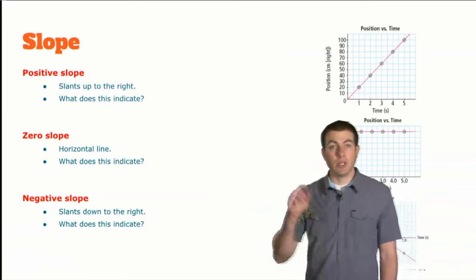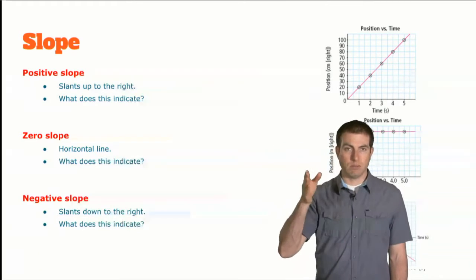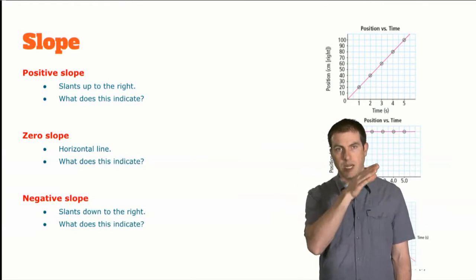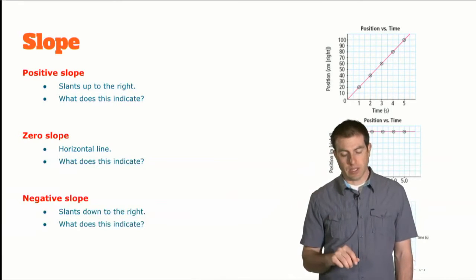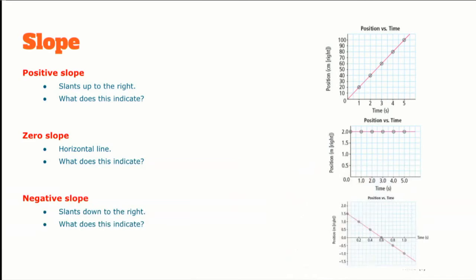So 3 scenarios. You could have positive slope, which goes up to the right. Up to the right, it's backwards for me. You could have zero slope, which is a horizontal line. And then you can have a negative slope, which goes down to the right.